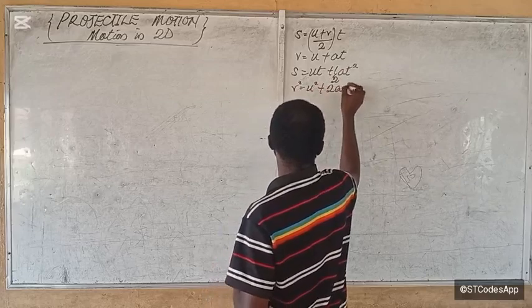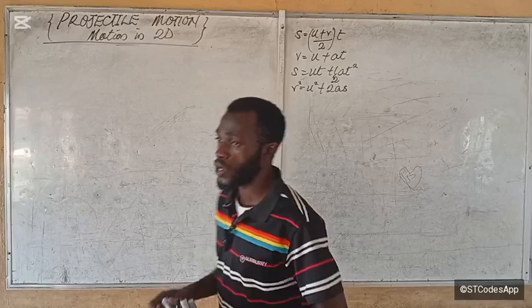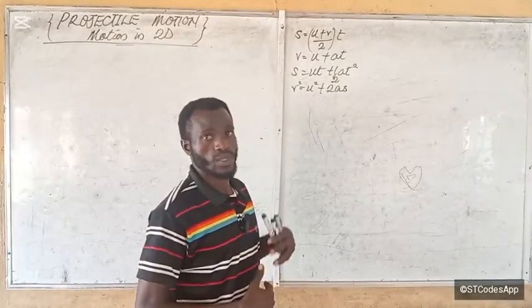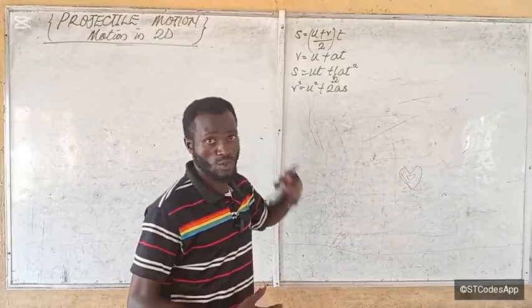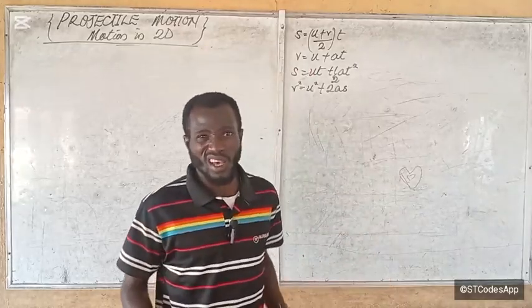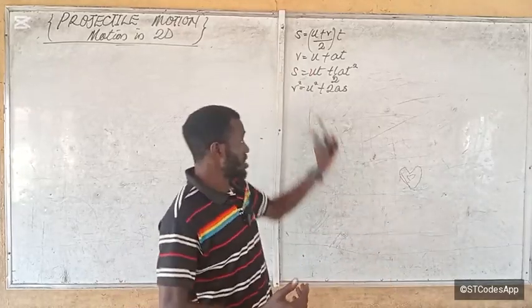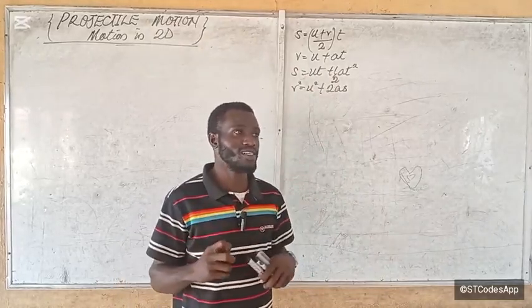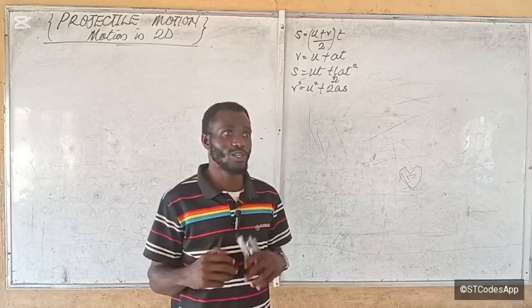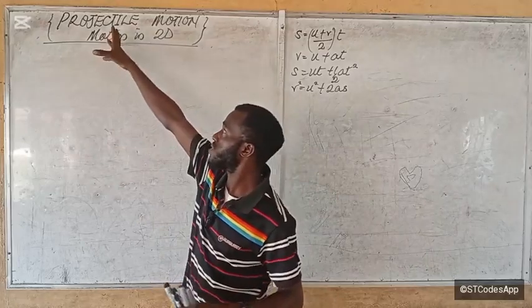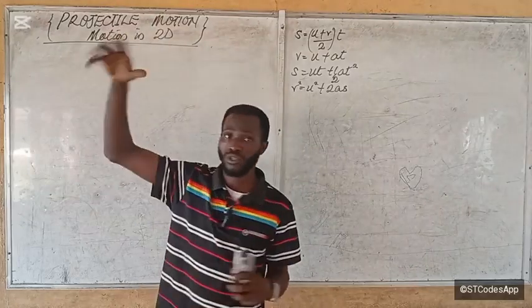V squared equal to U squared plus 2AS. Now, if you don't know how to derive all these formulas, I'll link the video in the description where I have derived them before, so I will not be doing that today. We use these for unidimensional motion. Actually, we are going to be using these as our precursor equations, the equations we'll find handy in deriving the projectile motion equations.